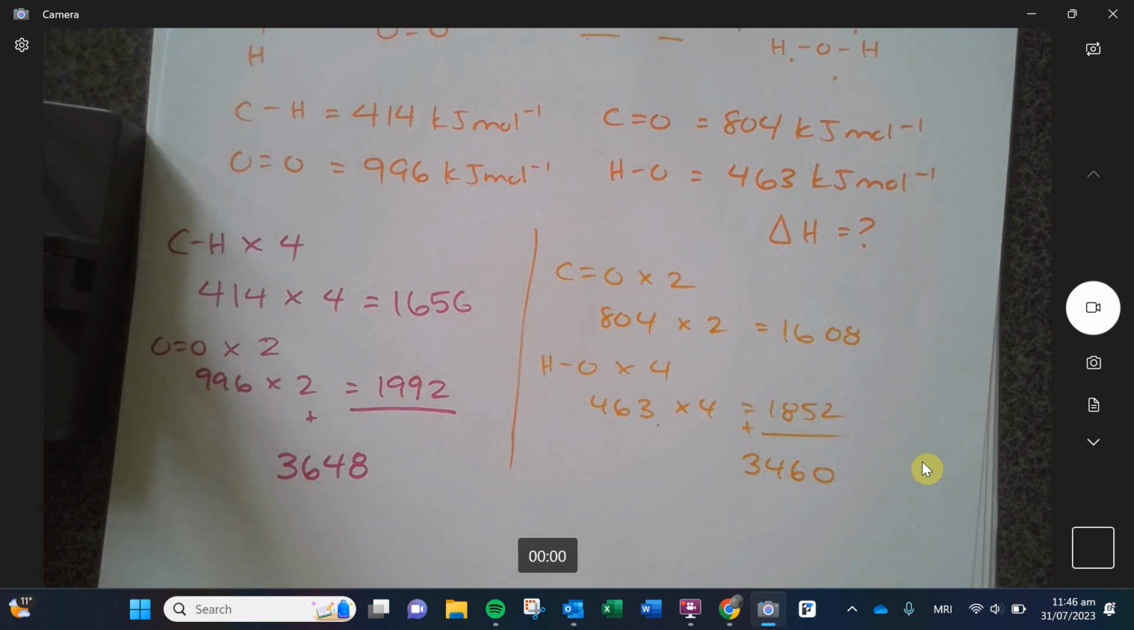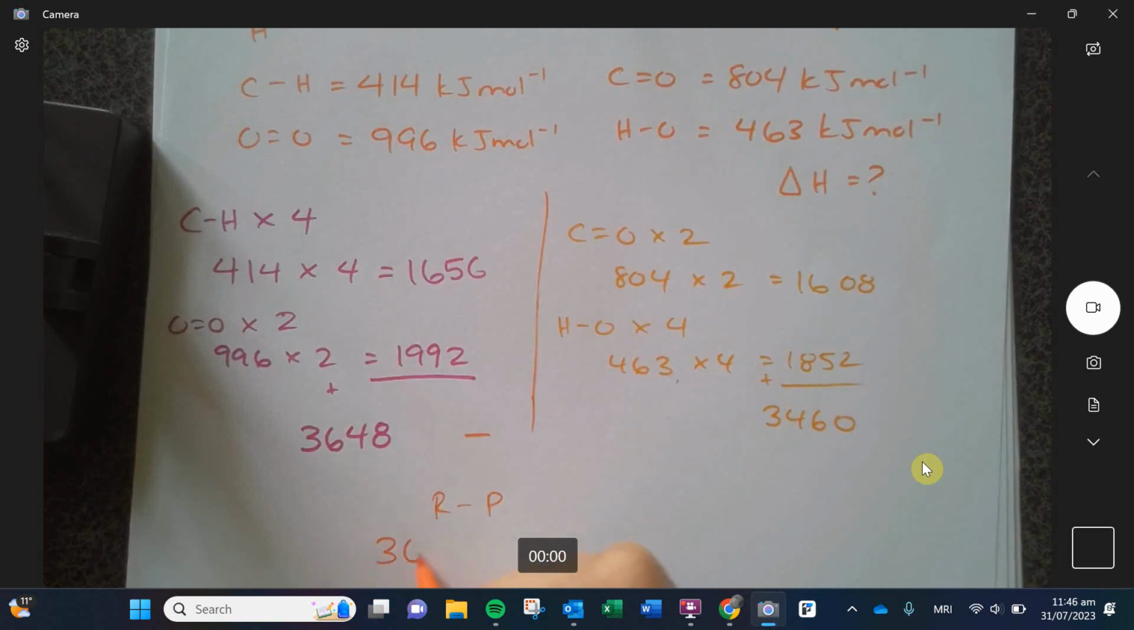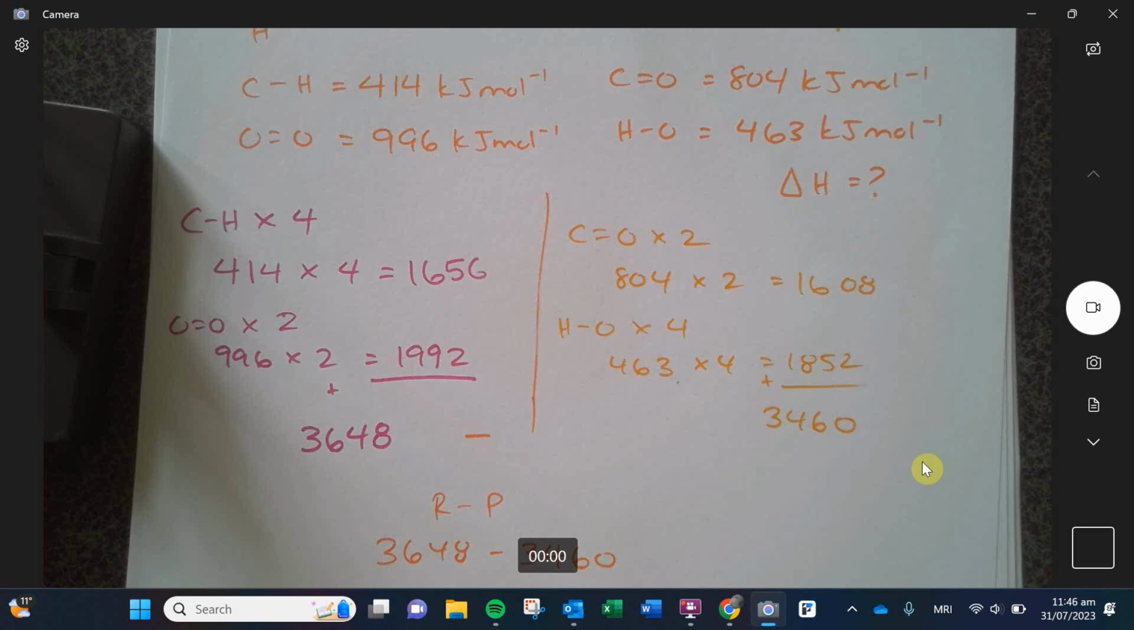And then my last step is I want to take my reactant value and subtract away the product. So you do reactant minus product. So I would be doing 3648 minus 3460. And I get my delta H equals positive 188 kilojoules per mole.